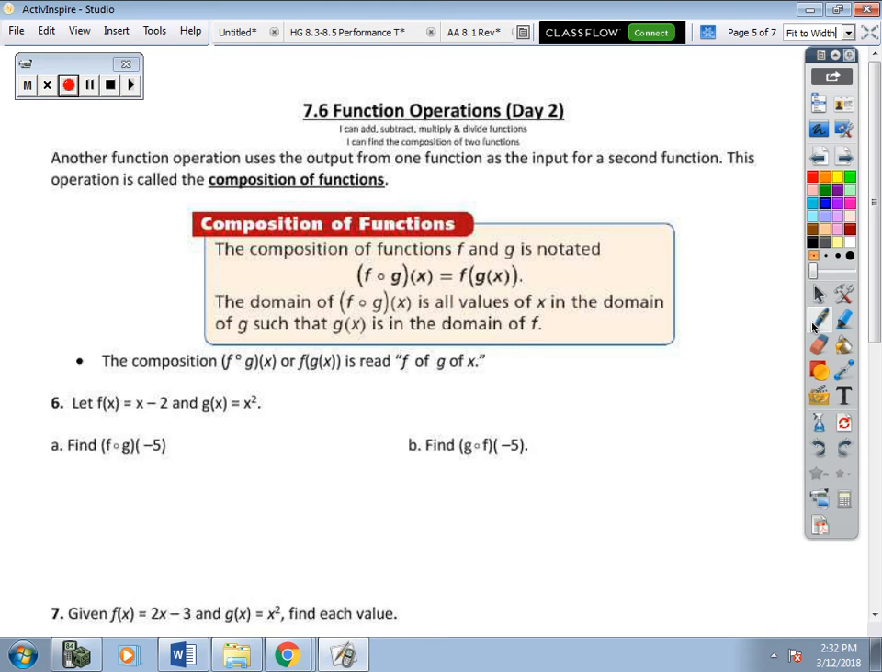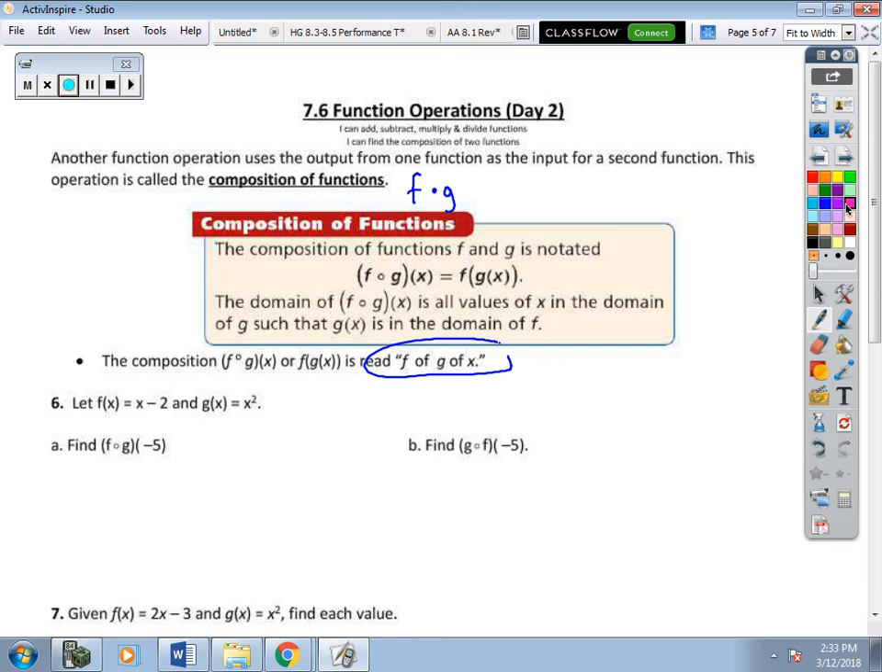And the notation, you have to be really, really careful because it has an open circle, an open dot, whereas multiplication is a closed dot. So just be careful that these are different. Okay, so it's like f circle g of x, which is also known as f parenthesis g parenthesis x. So the way that you read this is f of g of x.